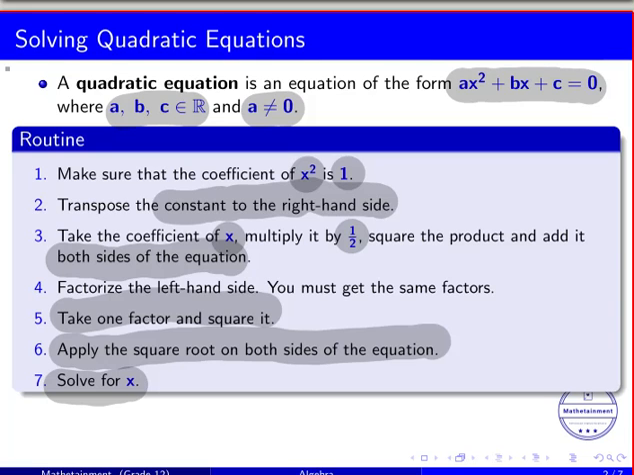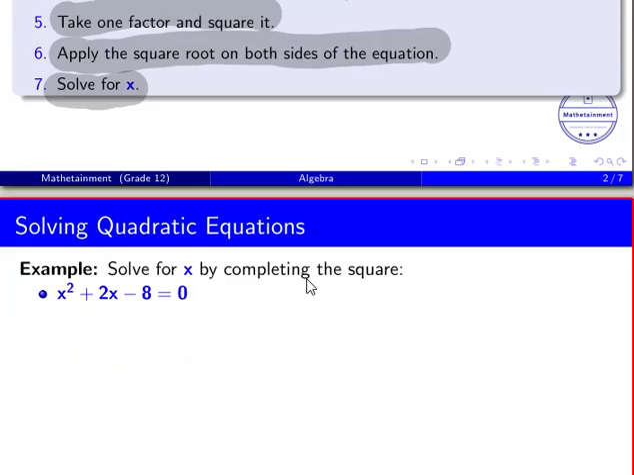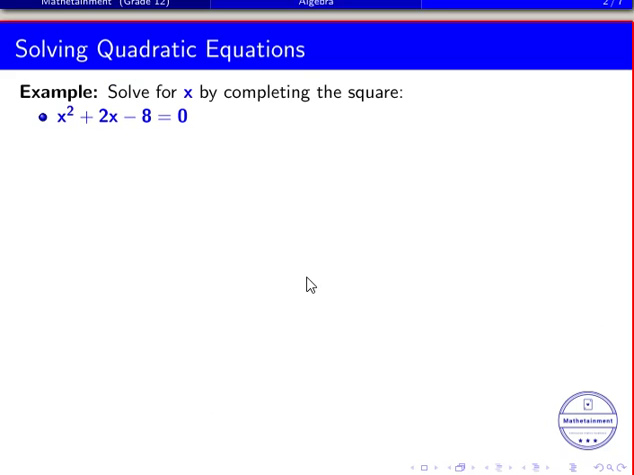So let us apply this routine to a couple of examples. We'll keep on referring to each step and we'll execute each step together in this example. The example says, solve for x by completing the square. That's what we are given, and we are required to solve for x by completing the square. By looking at that equation, it looks like the equation is already in its standard form.